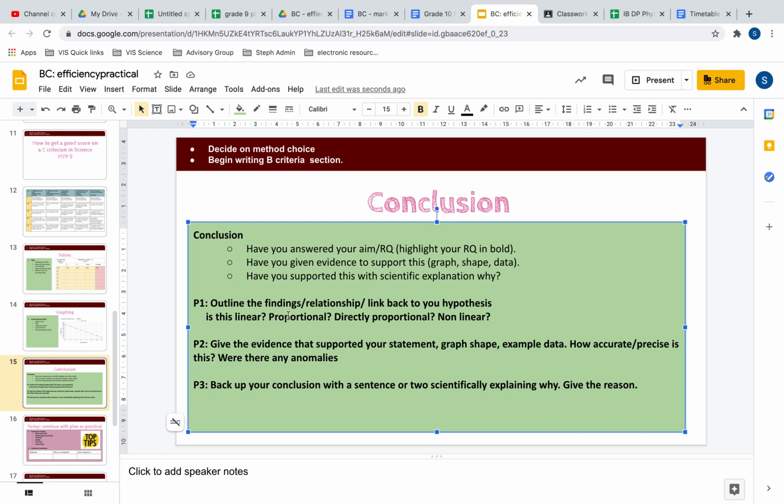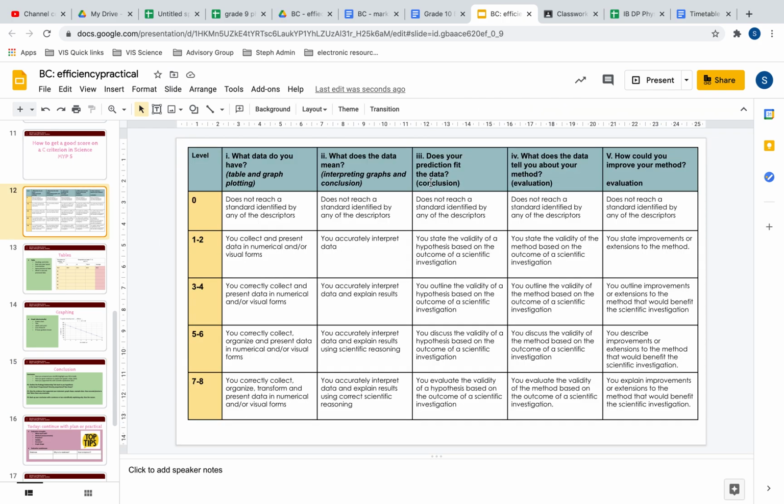With the second part, once you've given those relationships, so for example, was speed proportional to the time, you're going to then refer back to your data. So again in here, if we go back to the interpretation here, we accurately explain it.